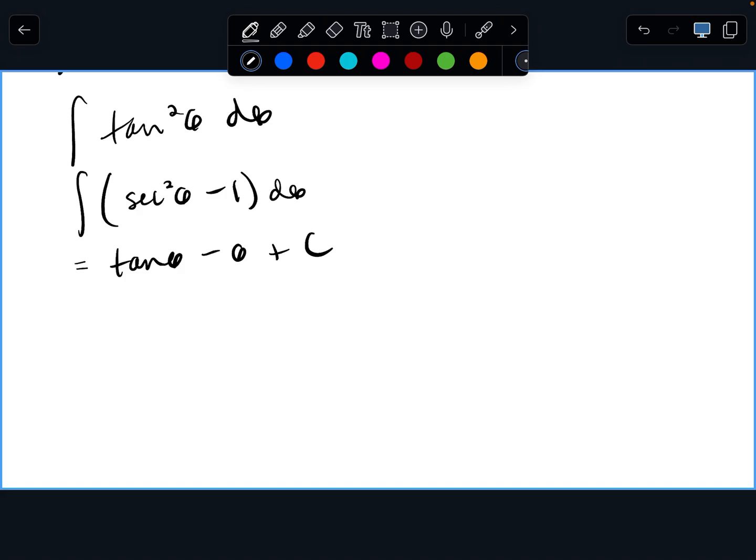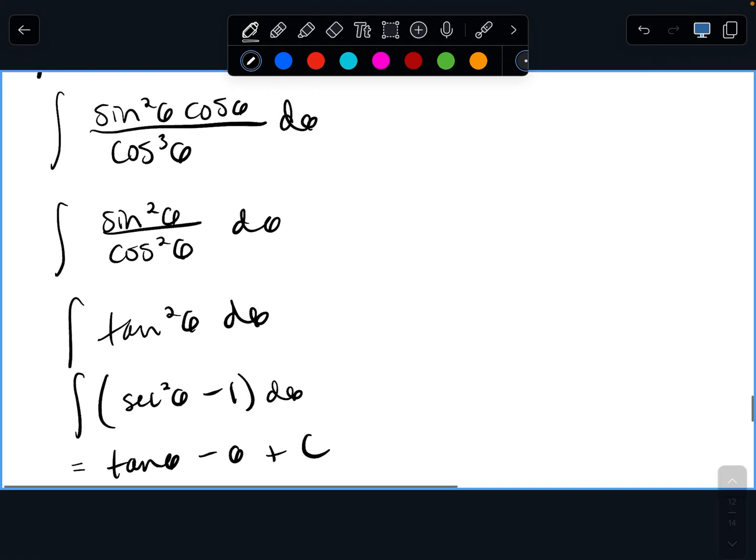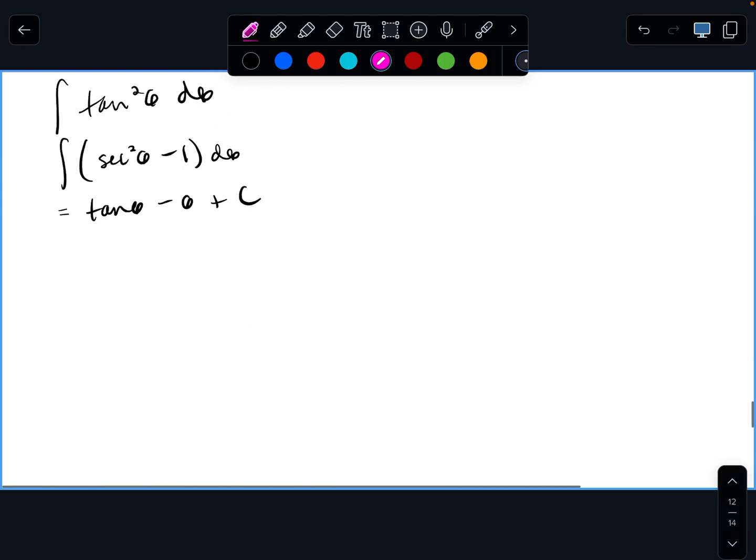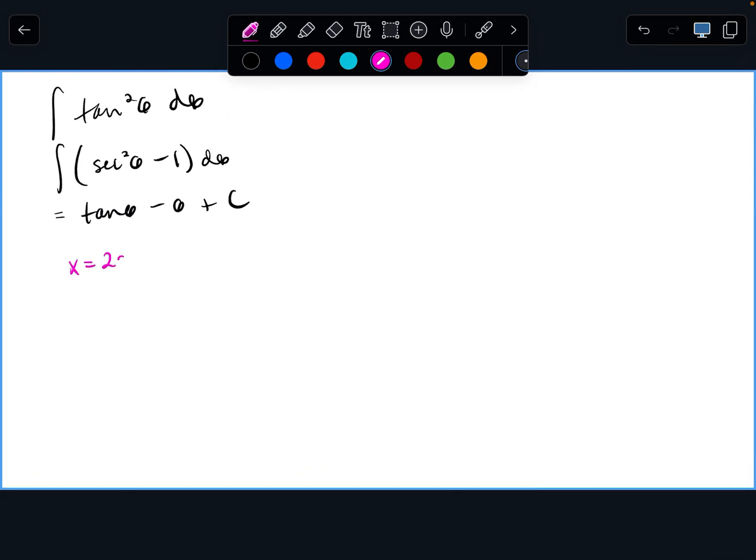Just kidding. We're not in x's yet, remember? So this is our triangle business. So remember back in the day when x was 2 sine theta, you're going to do a little triangle. Divide out the 2. Sine is opposite over hypotenuse.